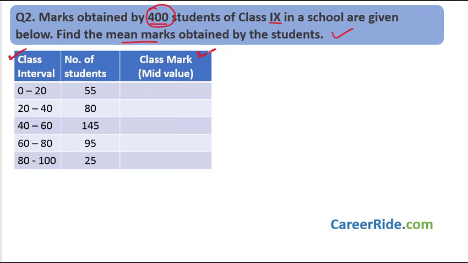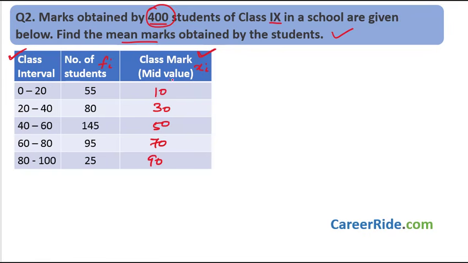You understand this now. What do we have to do? We first of all have to find out the class mark, that is the mid value, right? And we denote it by xi, right? And the number of students who scored, this is a frequency, so we denote it by fi, right? So what is the mid value for the first class interval? It is 20 plus 0 divided by 2, that is 10. Second one is 30. We found that out in the last question. Okay, so this is 70 and this is 90.